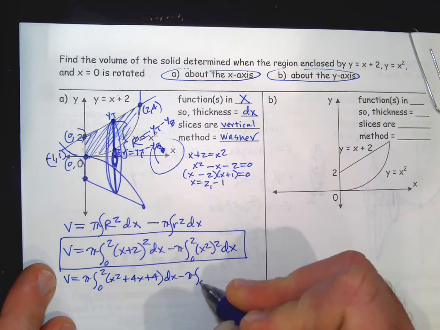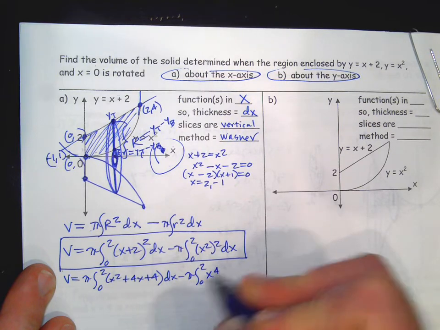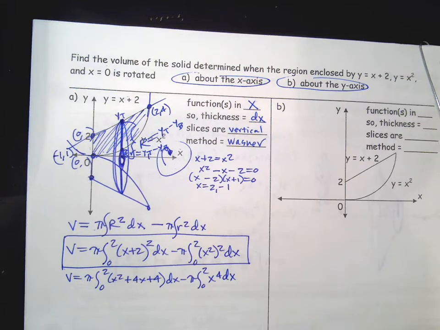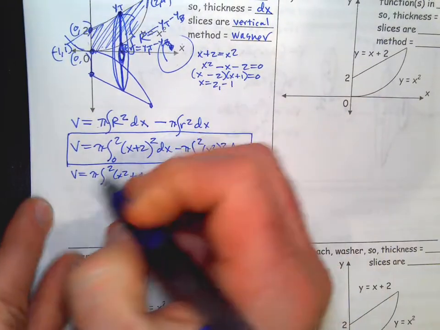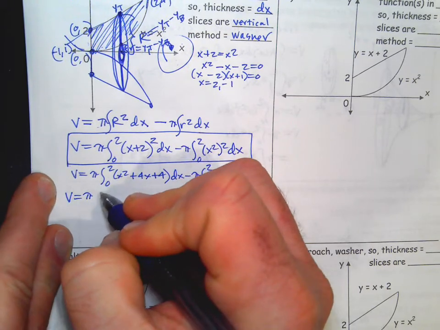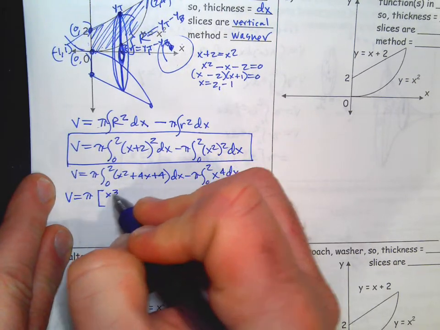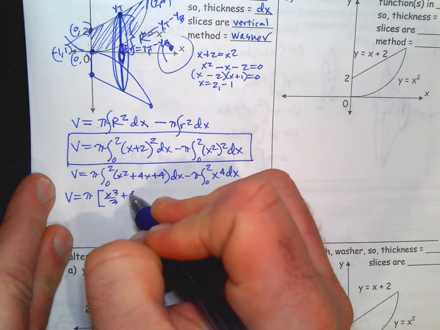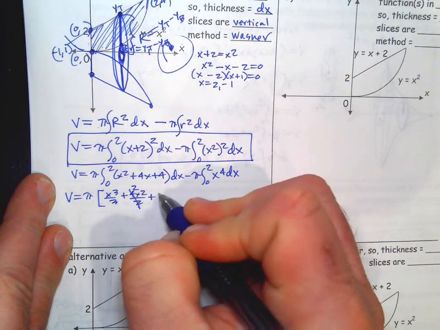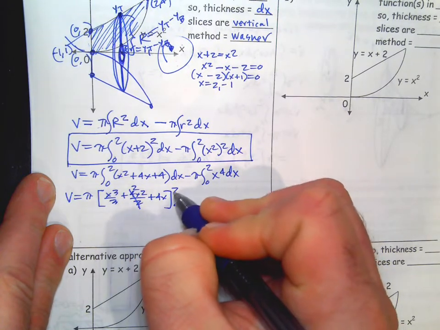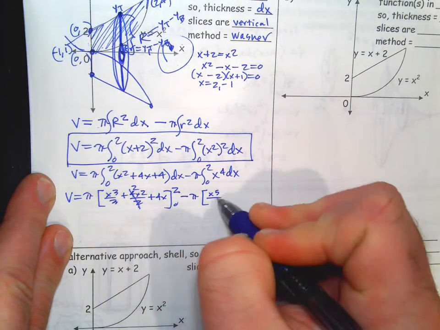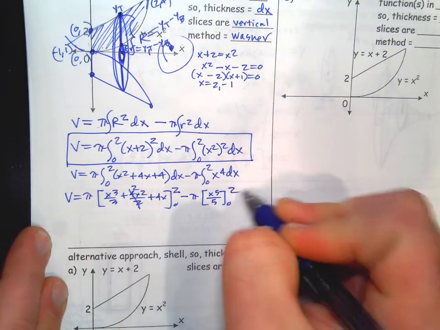And I mean, we could combine these. They both have 0 to 2. They both have pi's, or you could just keep them separate if you're worried about messing it up. So the antiderivative here is going to be x cubed over 3 plus 4x squared over 2 plus 4x, 0 to 2, minus pi, x to the fifth over 5, 0 to 2.